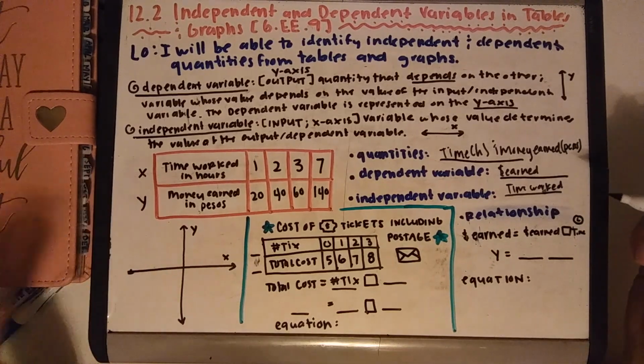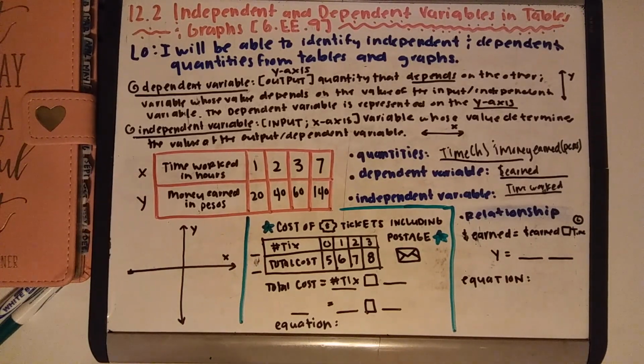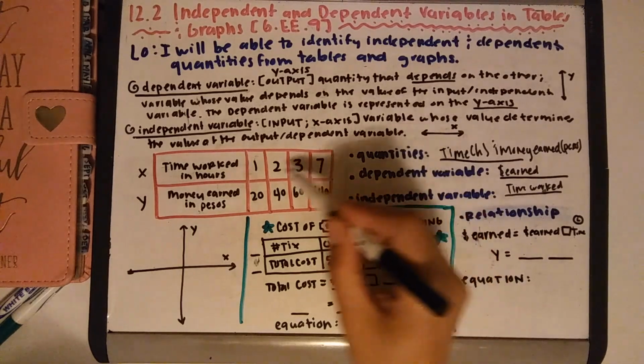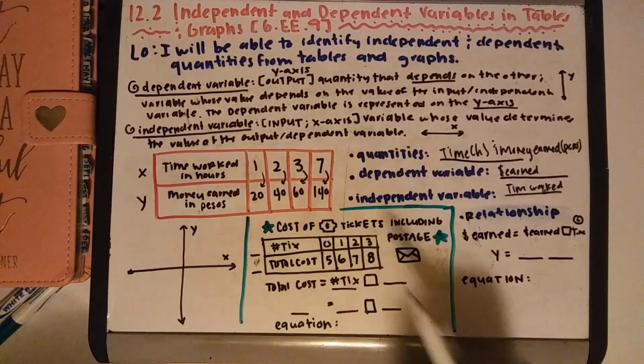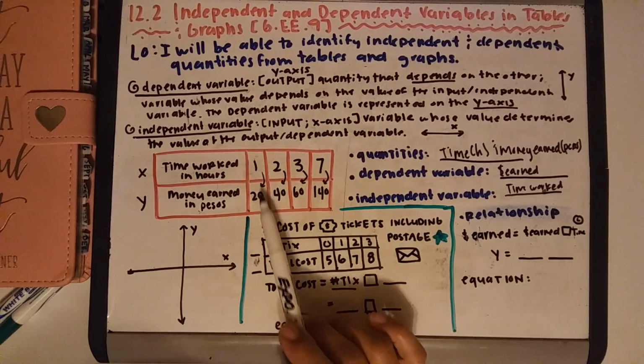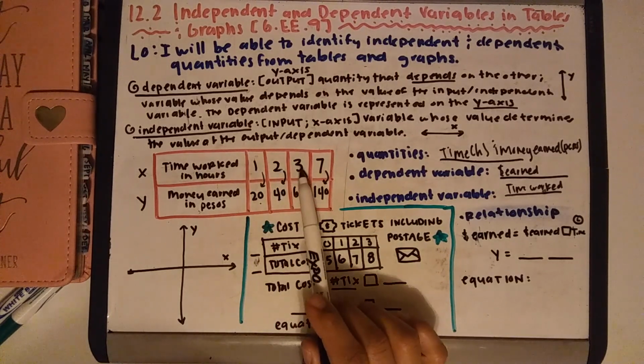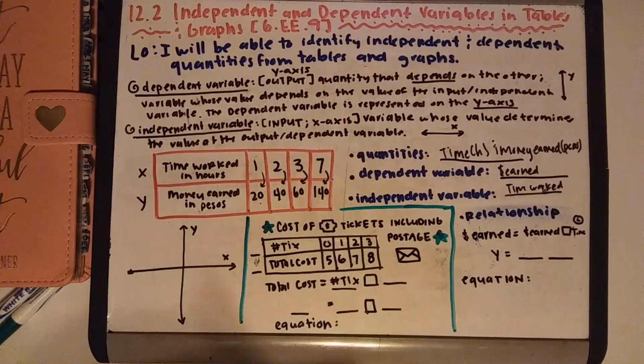Okay, now let's find the relationship. How are these two related? How do I go from every x to my y? So there has to be a pattern there that I find. Okay, what am I doing to the x to get to y? Sometimes it's adding, subtracting, multiplying, or dividing. In this case, I am multiplying by 20.